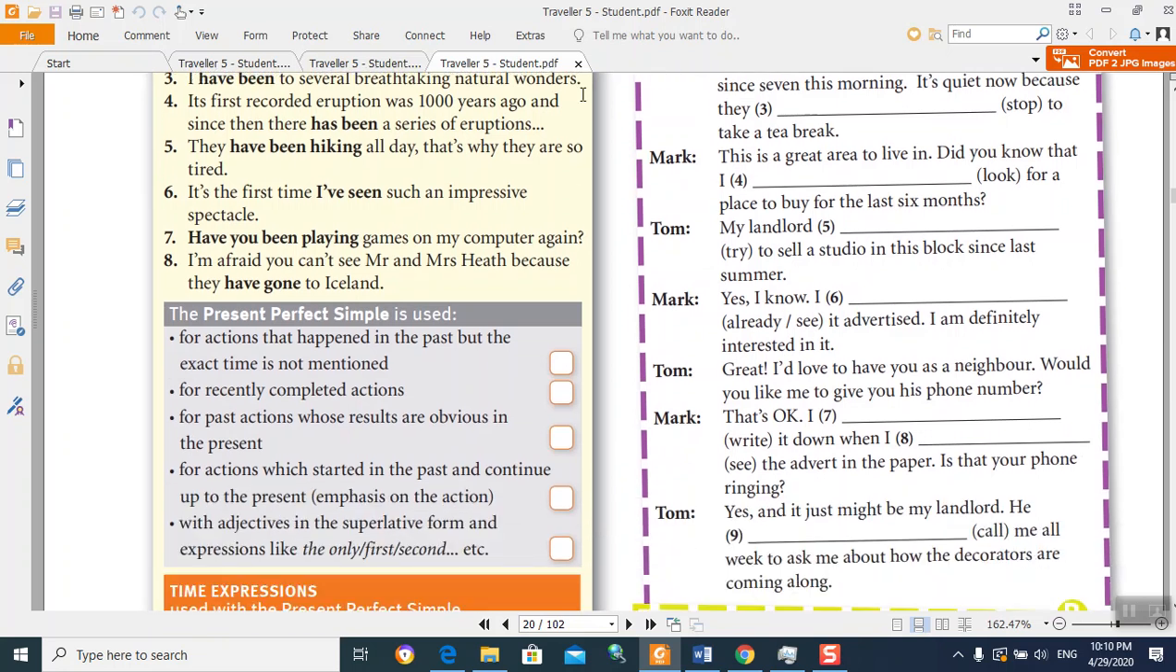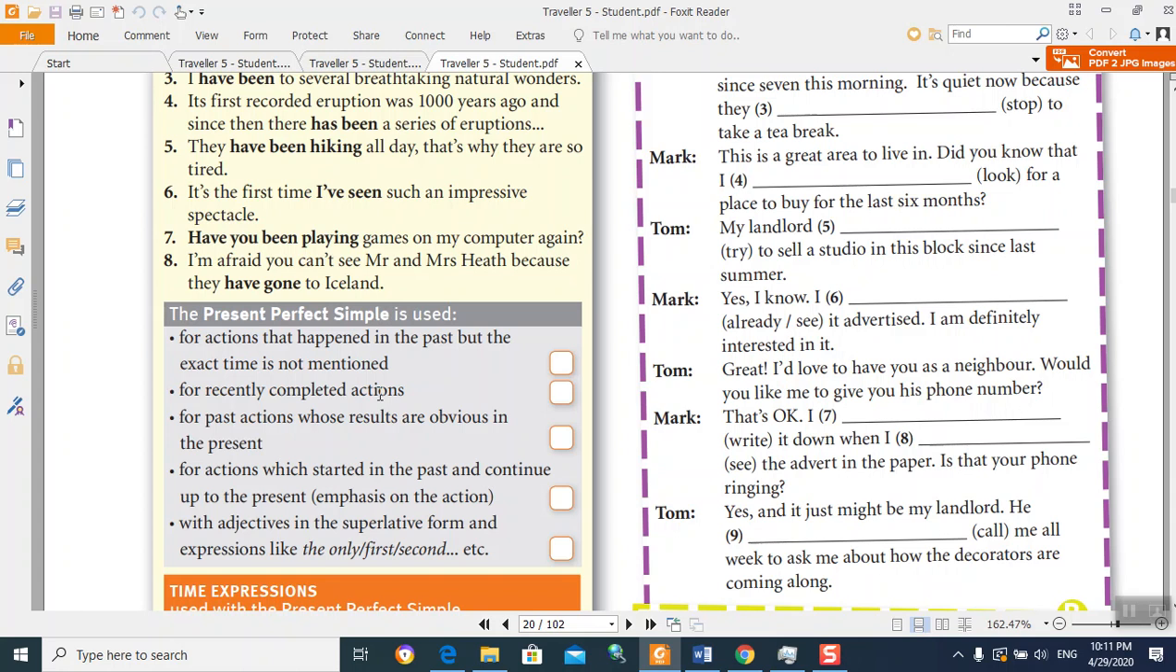Present perfect simple is used for actions that happened in the past, but the exact time is not mentioned. For recently completed actions, actions that have just finished. For past actions whose results are obvious, you didn't see the action, but you saw the results. For example, someone did something, you came, but you see the result of this action. We use also the present perfect.